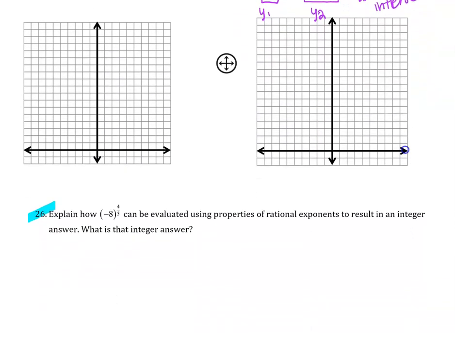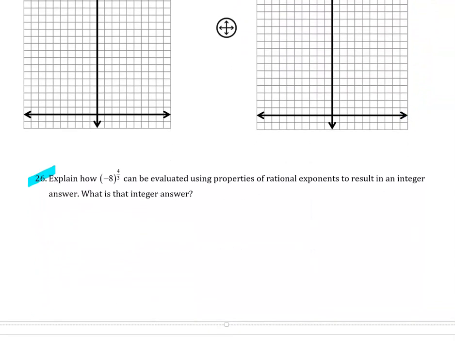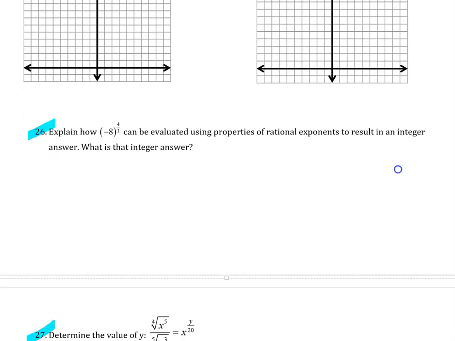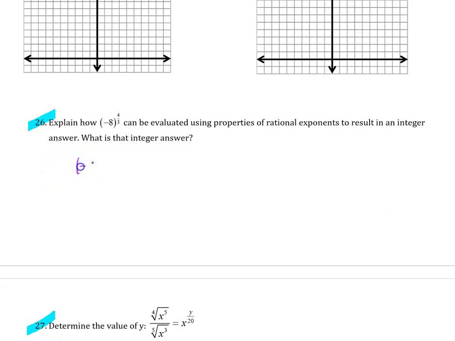Okay, so moving on down to 26. Explain how this can be evaluated, so negative 8 to the 4/3, using rational exponents that result in an integer answer. Okay. Explain needs words, so we're going to have to add a little bit of words to this. So using power over root, I'm going to rewrite this as the cube root of negative 8 to the 4th. So again, add some words here.